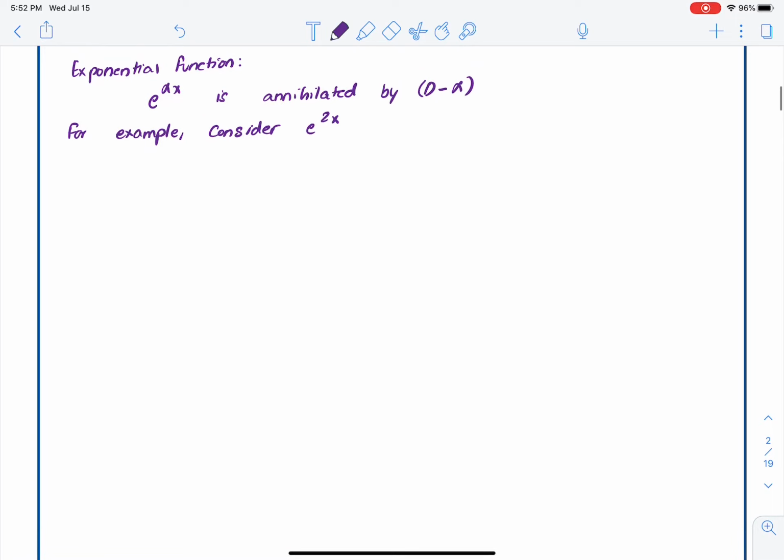So let's see if it holds true. e raised to 2x, d minus 2. So I'd have d minus 2 applied to e raised to 2x, which should be d of e raised to 2x minus 2 e raised to 2x. The derivative of e raised to 2x is 2 e raised to 2x, minus 2 e raised to 2x. We get 0. So clearly, d minus 2 annihilates e raised to 2x. In general, d minus alpha will annihilate e raised alpha x.